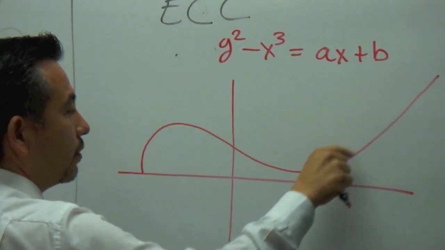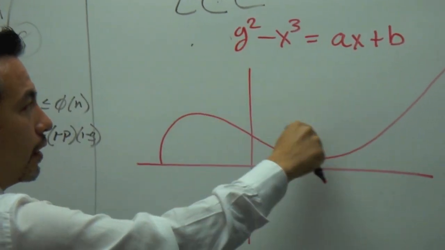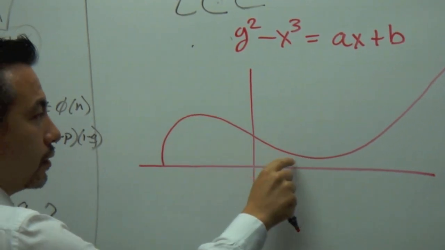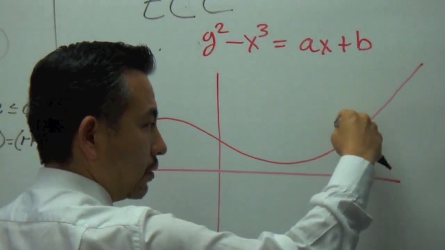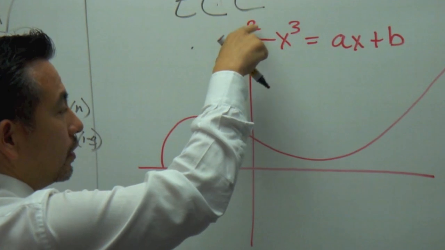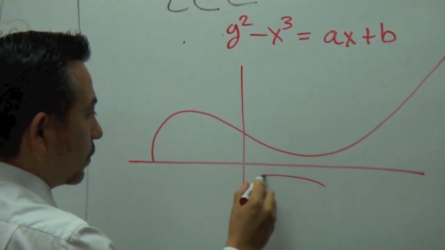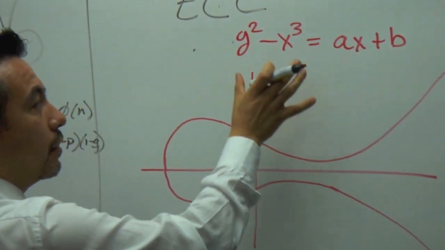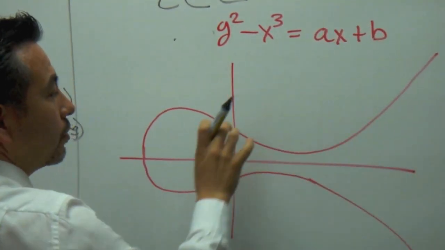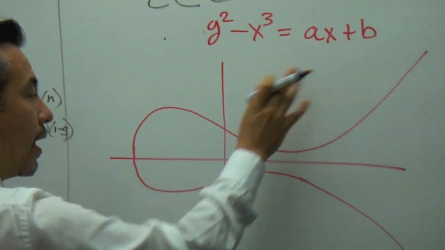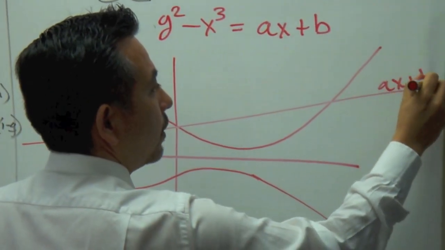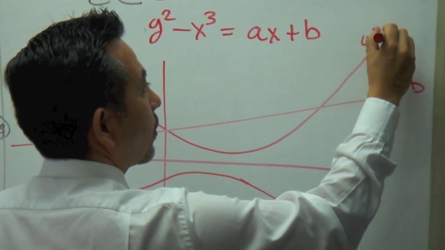This is the difference between a square and a cubic function. This is the cubic, this is the square part, this is the inflection point, and this slope is forever increasing. But because it's a square, then we have the negative part, which is like this. Now, guess what? This is equal to a line. This is ax plus b, and this is y squared minus x cubed.